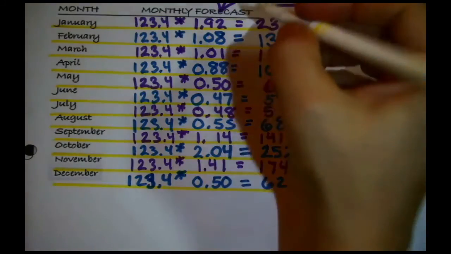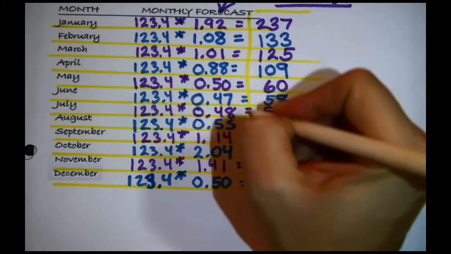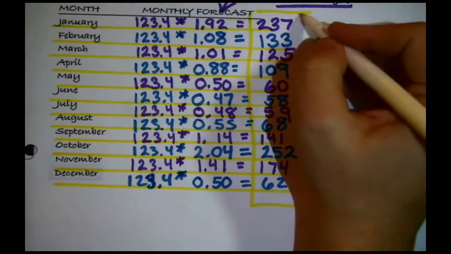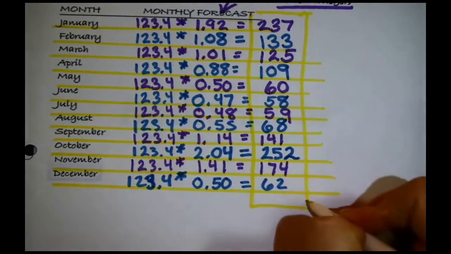This is how we use seasonal relatives to seasonalize data. Typically, you are seasonalizing data because you are trying to create many smaller forecasts, January, May, December, from one larger forecast.